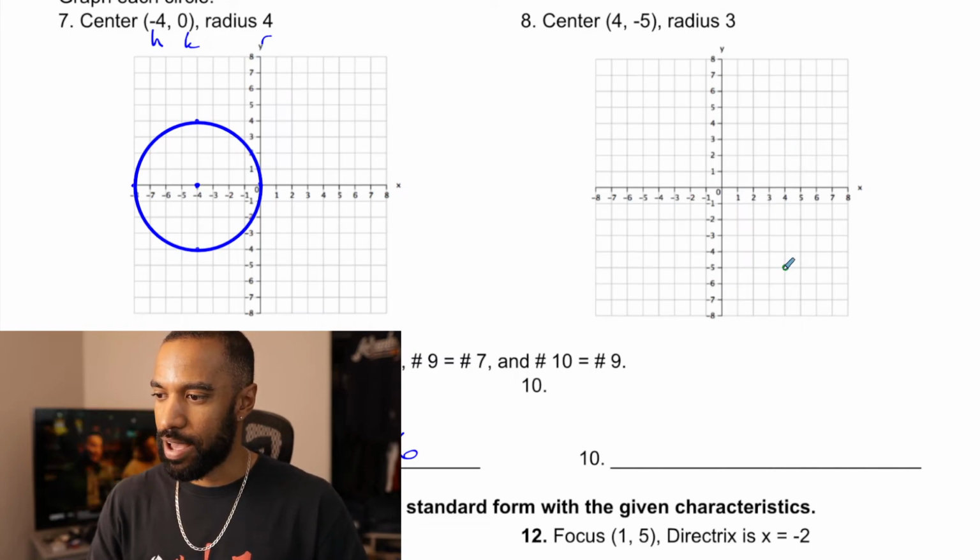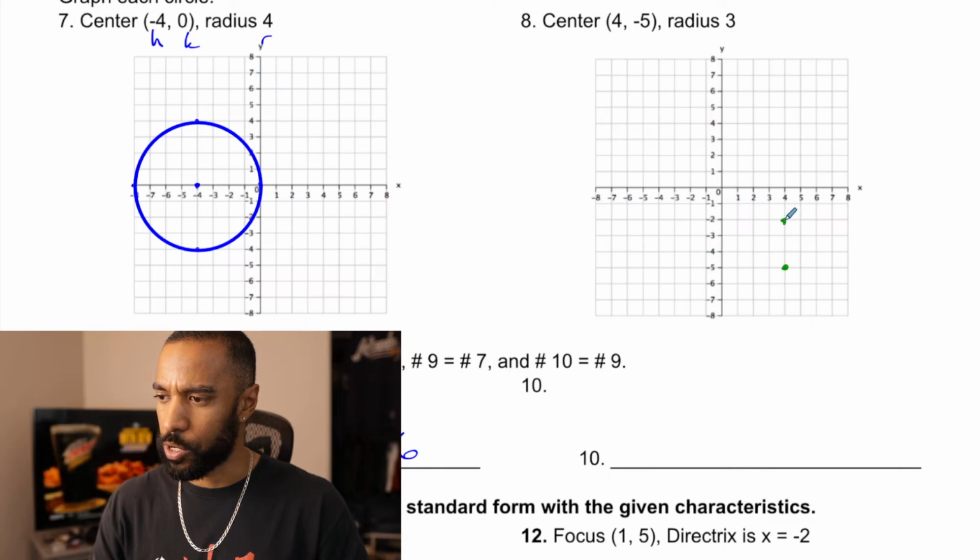4, -5 is my center. My radius is 3, so up, right, down, left.